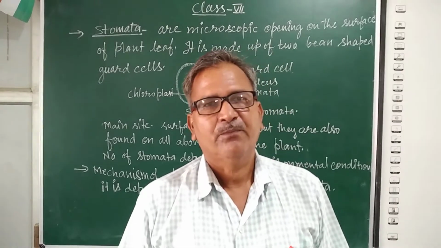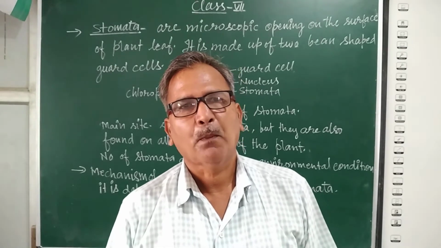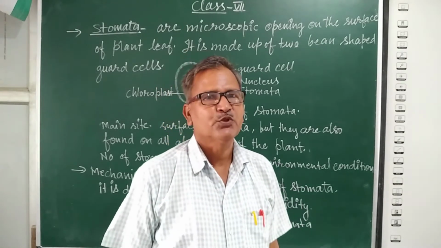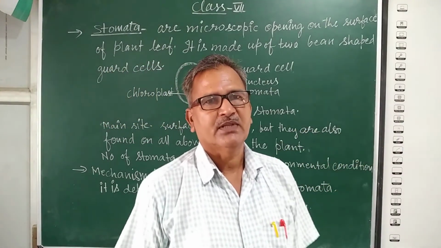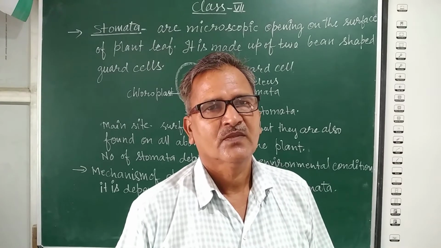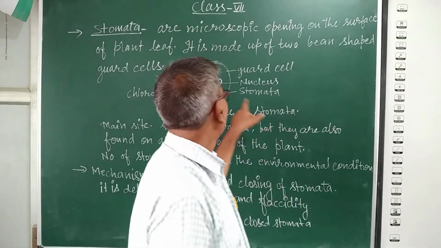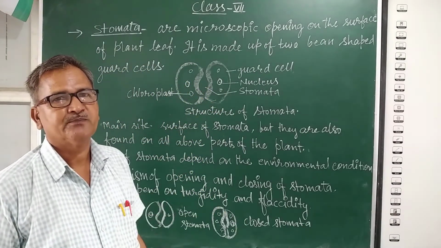Each stomata is made up of two bean-shaped guard cells. It has two sides, convex sides and concave sides. Through the concave sides, an opening is formed. This is called a stomata.